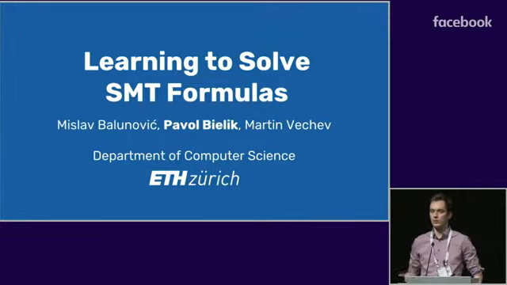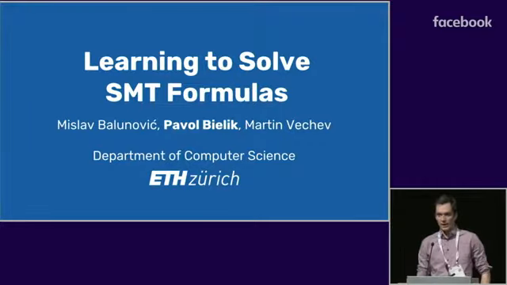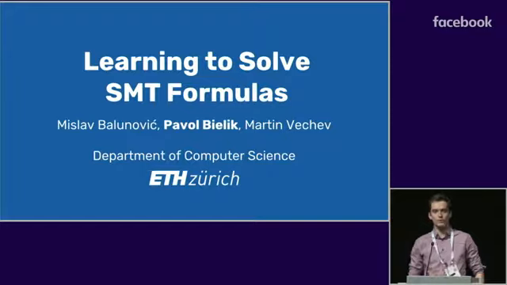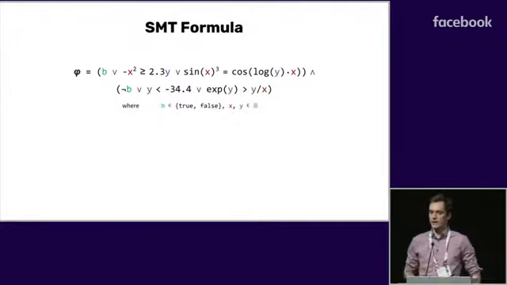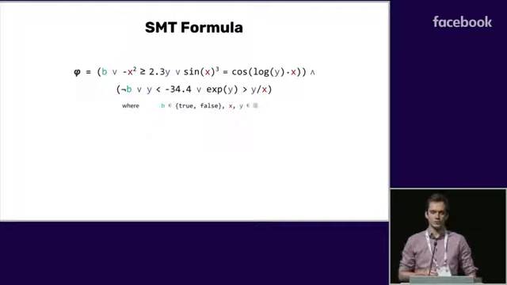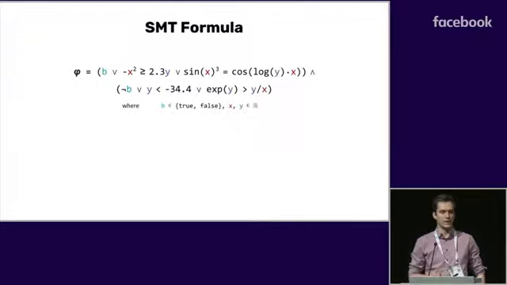What we try to investigate is how to learn to solve SMT formulas. And to start, let me give you a bit of background. What is an SMT formula, and what better way than with an example? What I show here is an example of an SMT formula. This is a first-order logic formula. In this case, it contains 3 variables: b, which is a Boolean variable, and x and y, which are real-valued variables, and a set of constraints that constrain the values of these variables using nonlinear constraints, trigonometric functions, and logarithm expressions.